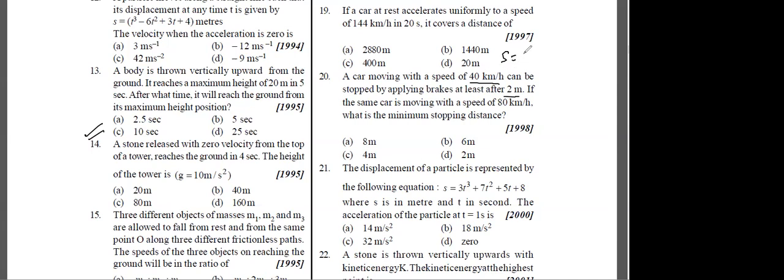So S is given as 40. Now it can be stopped. Sorry, this is not S, my bad. U is given as 40 meter per second. What is S? S is 2 meter. What is V? V is 0. Can you find the retardation? Tell me, can you find the retardation? Which equation of motion will you use? Tell me, which equation of motion will you use?